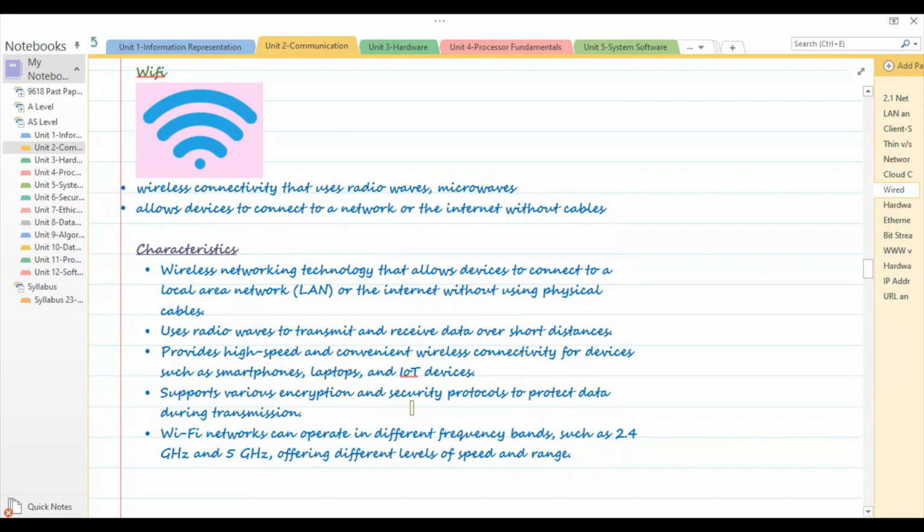So it's very commonly used these days. It supports various encryption and security protocols to protect data during transmission. And Wi-Fi networks operate in different frequency bands. One is 2.4 gigahertz and the other is 5 gigahertz, offering different levels of speed and range, right?